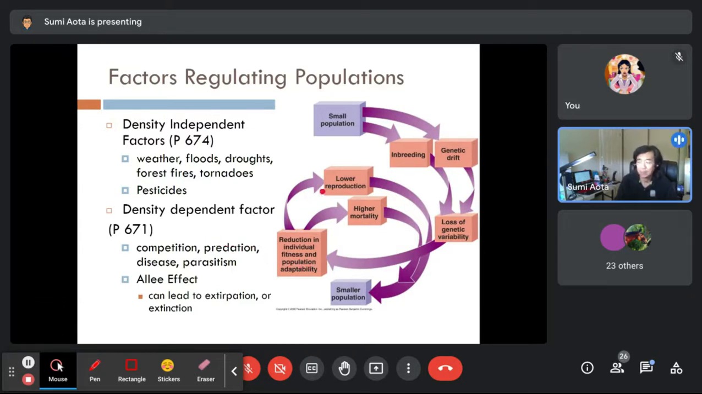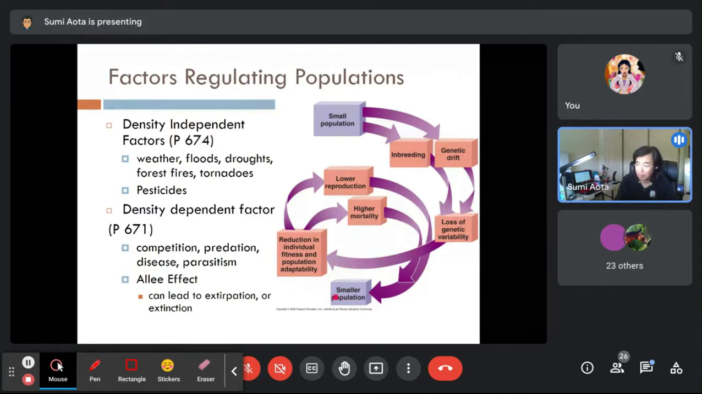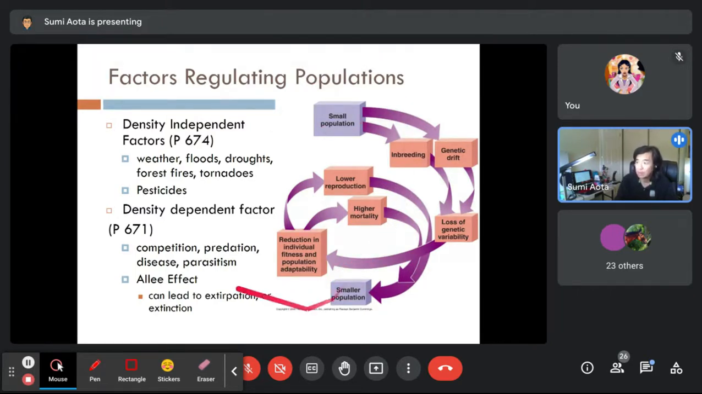Okay, that means there has to be lower reproduction and higher mortality rates, which leads to a smaller population, which leads to more inbreeding, more genetic drift, and because the population gets smaller every round, the effect gets bigger and bigger and bigger. It can lead to extirpation or extinction of the population. Extinction, you guys know. What's extirpation?